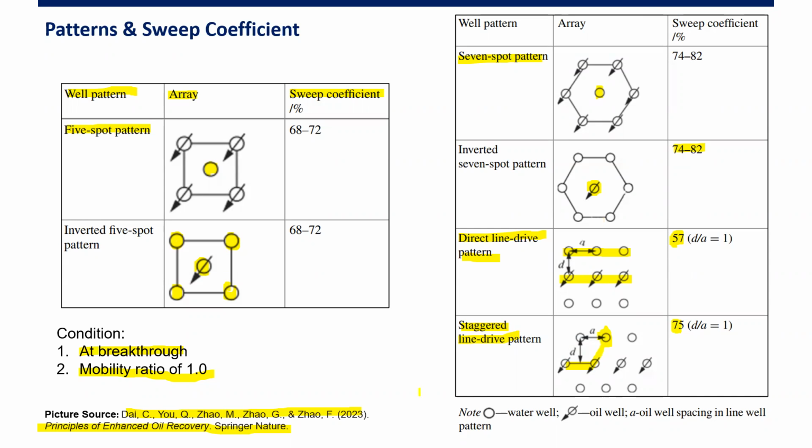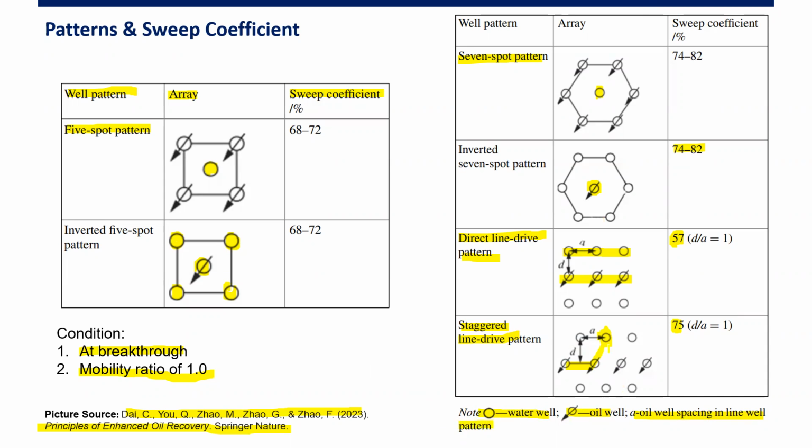All right, and just a short note here. So this is water well, or actually, I think this is wrong. This is a typo. This should be oil well, and this should be water injection well. A here is the oil well spacing in the line pattern. All right, but you already understand it.